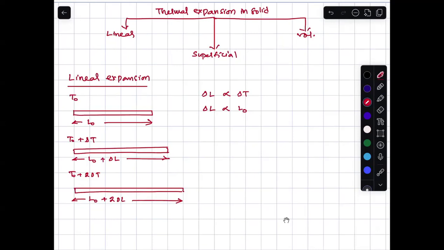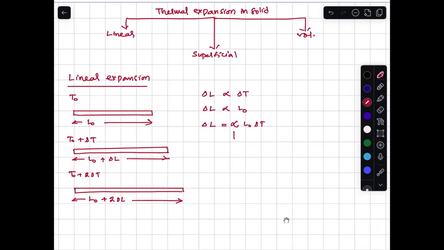You give the same rise to a 1 meter steel rod, same cross section, and a 1.5 meter steel rod, same cross section. Go for the same rise. You will notice the increase in length is high for the 1.5 meter steel rod when compared to the 1 meter steel rod. Therefore, the increase in length is some constant alpha times L naught delta T.